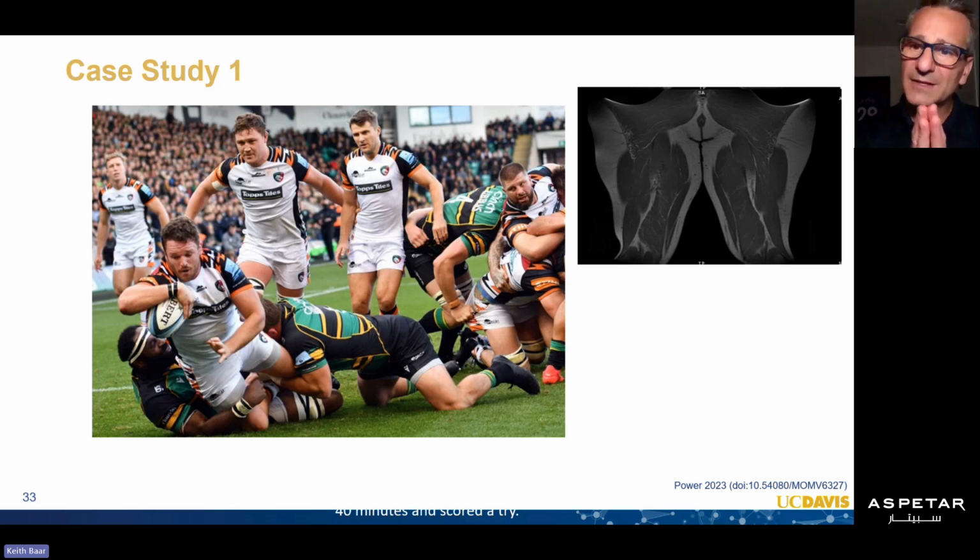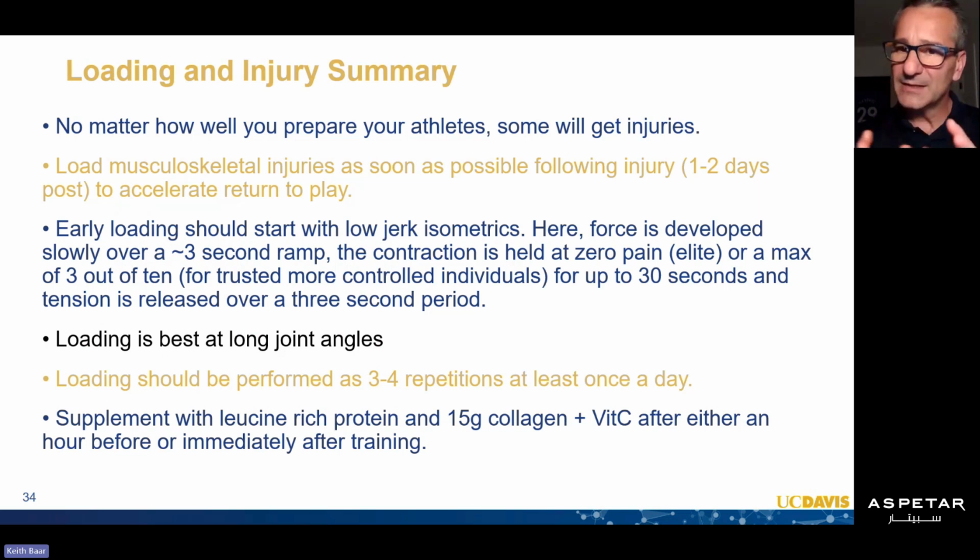Okay, so basically what we're doing is we're using these slow, low jerk isometrics that are going to allow us to develop force without any of the damaging component of the load. The damaging component of the load is the jerk. So by minimizing that jerk with a 3-second ramp up, holding it, and for your elite athletes, we're going to go with 0 pain. For a max of 2 for most of our individuals who have a much lower pain threshold than our elite athletes, we're going to hold that for 30 seconds.